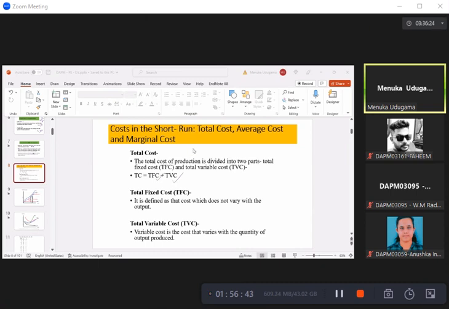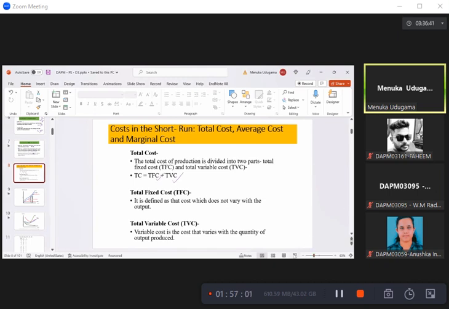So this is where we stopped before lunch, and we were looking at the total cost of the firm. And in order to make decisions, we need to know a few things that we can derive from the total cost function.